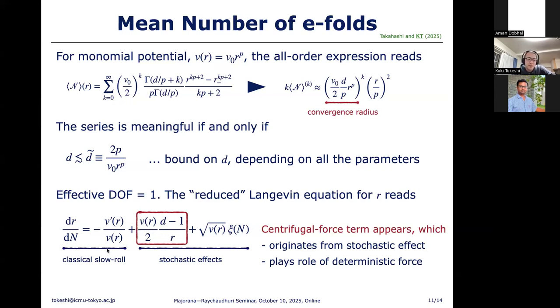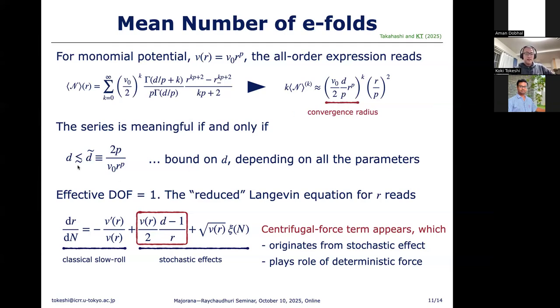This is because this potential gradient is order of v to 0, so this is a classical force. But this centrifugal force is order of v, from which we can see that this originates from the stochastic noise. In other words, if you do not take into account the stochastic effects, you do not find out this centrifugal force. And on the convergence radius, those two deterministic forces are balanced. And this is why there exists the upper bound as well as the convergence radius.